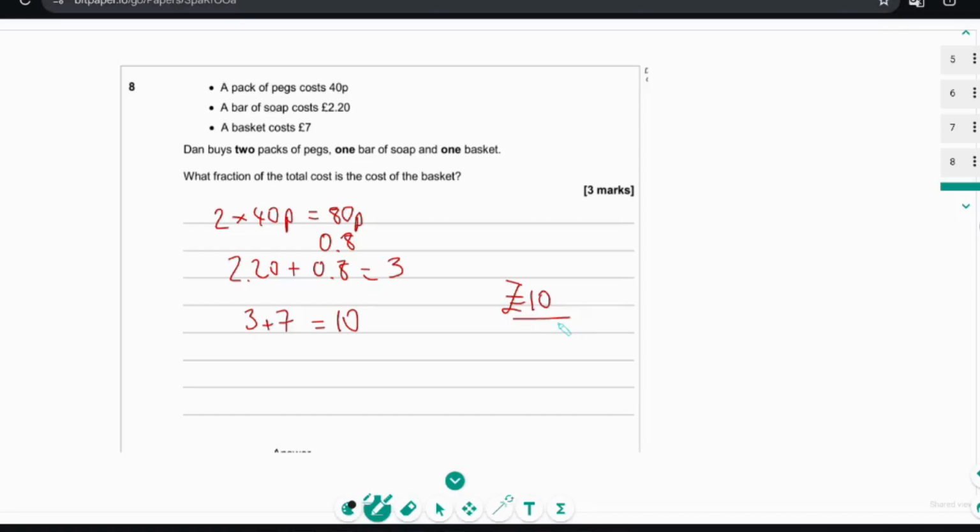What fraction of the total cost is the cost of the basket? The cost of the basket is £7. So it's £7 over £10. So 7/10 is the final answer.